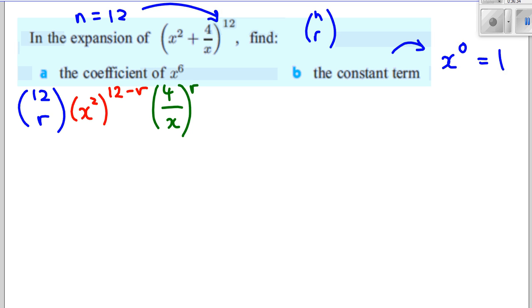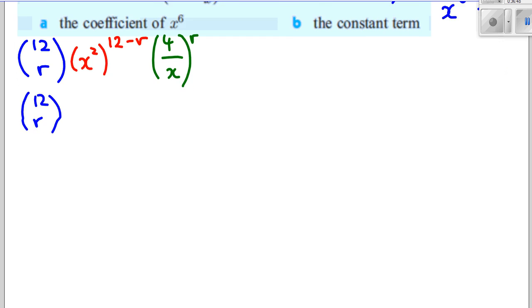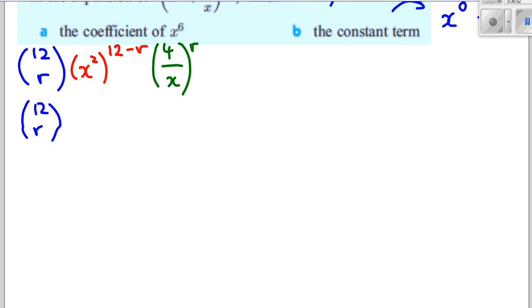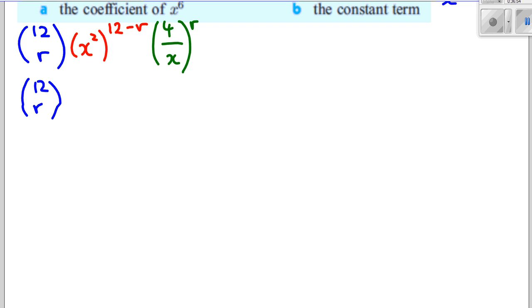We need to do a little bit of expanding. At the moment we don't know what r is, so just leave this as 12 minus r. So we can do a bit of exponent law expanding here. If we expanded the exponents, remember it's an exponent of an exponent. So what do you do to these two? These multiply. So it becomes 24 subtract 2r.